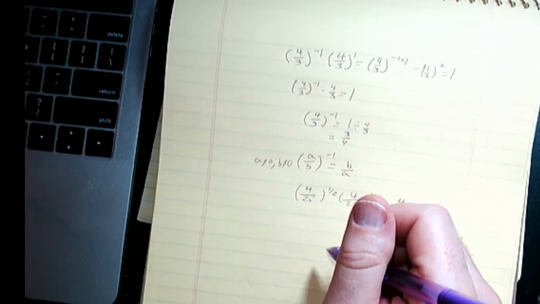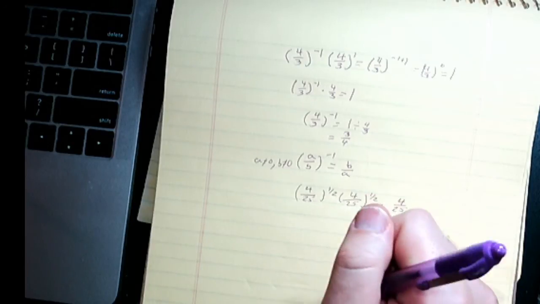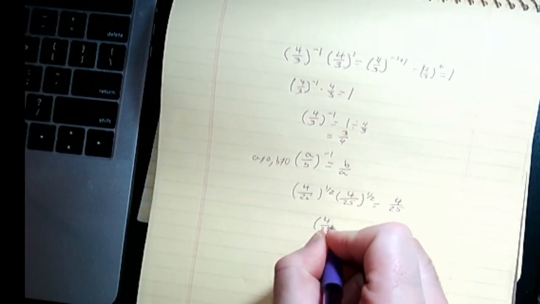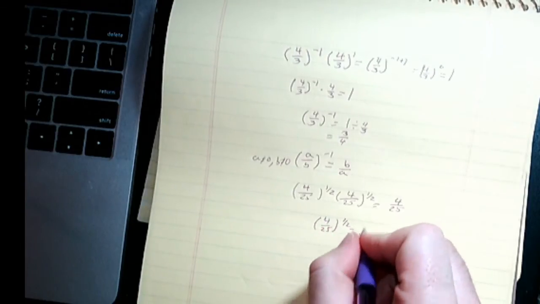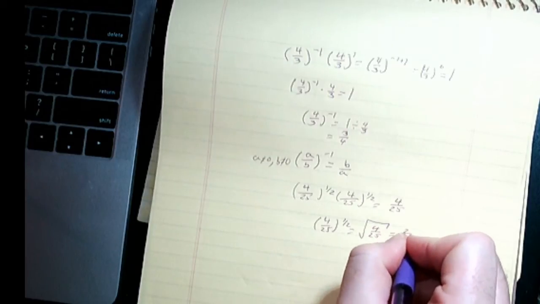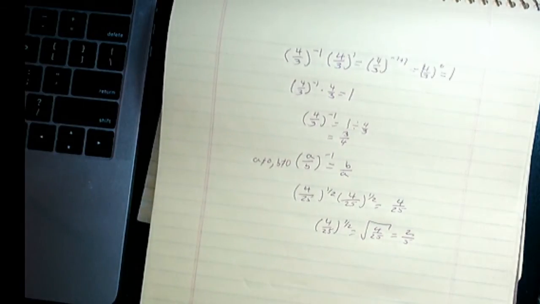We have a name for that already. That's a square root. That thing, when you multiply it by itself, you get this thing. That's just the square root. So 4/25 to the 1/2 power is just the square root of 4/25, or 2/5. Better yet, you can combine these things.